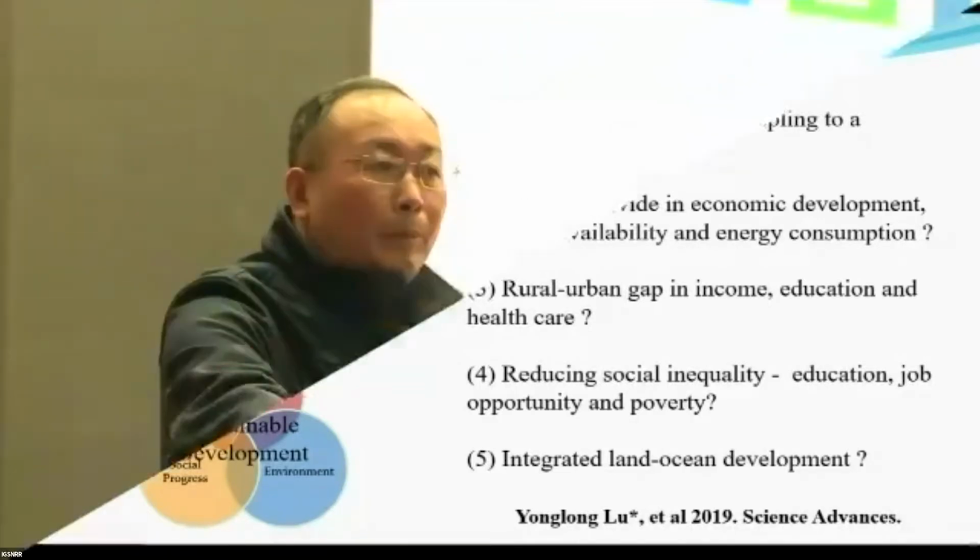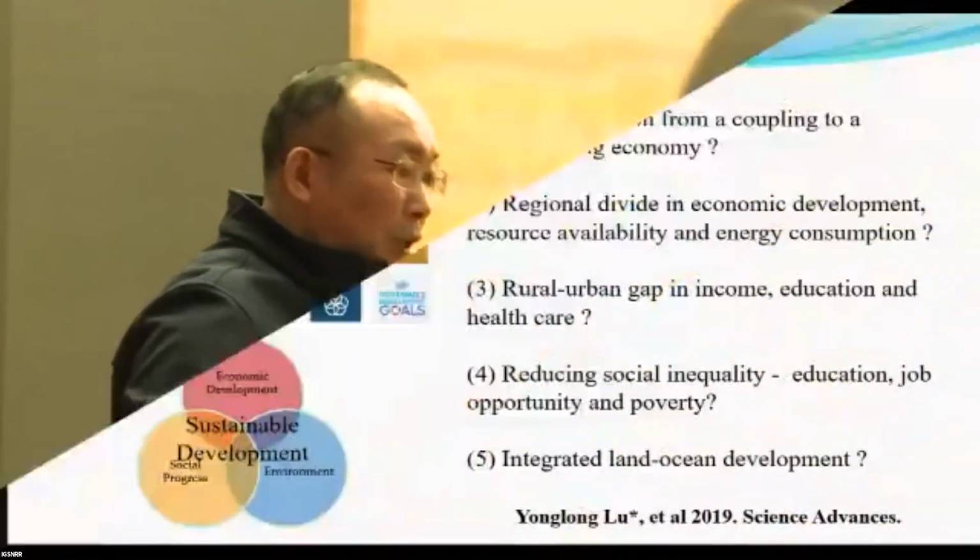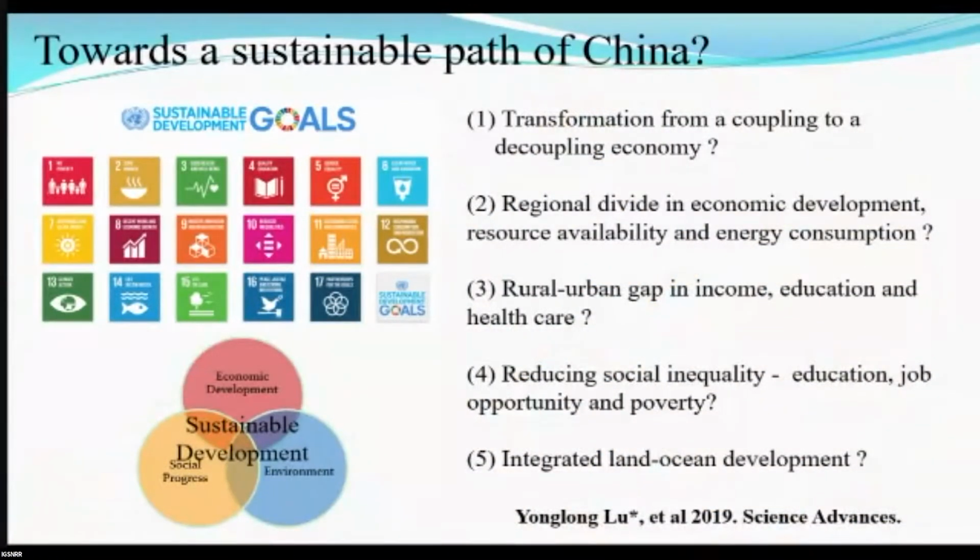The second one: I'm not sure international experts know well about the Chinese economy. In the past, we called it a dual structure. That means a very big difference between rural areas and cities. So we look very closely at the rural-urban gap in income, education, and healthcare. That's a very interesting area.